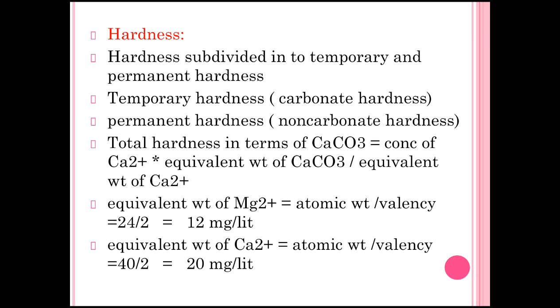Now this hardness is divided into two subtypes. The first one is temporary hardness and the second one is permanent hardness. Temporary hardness is alternatively called carbonate hardness, and permanent hardness is called non-carbonate hardness. Now why is it called temporary hardness and permanent hardness? Whenever water undergoes boiling, the temporary hardness gets removed by just the boiling process, that is why it is called the temporary one.